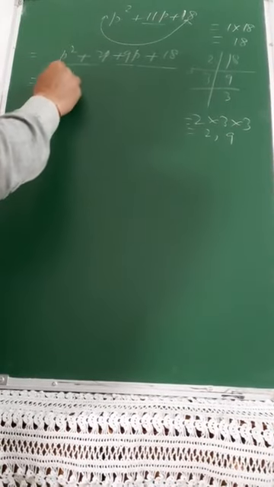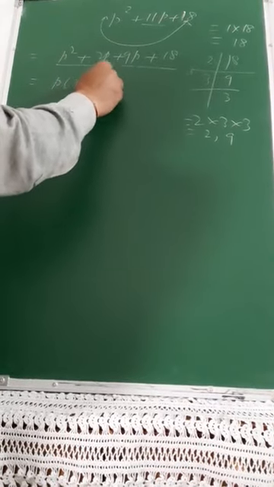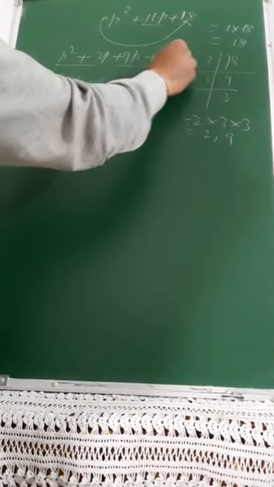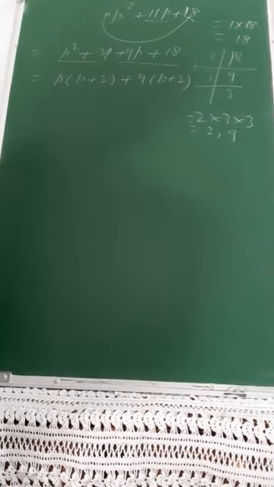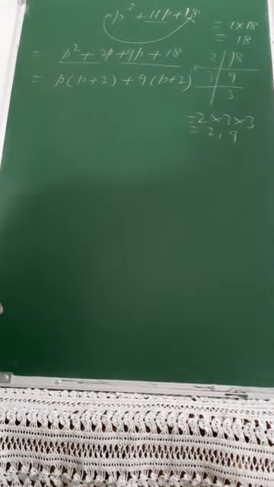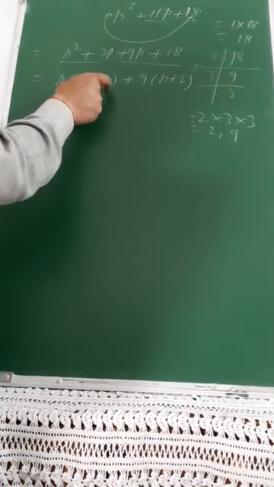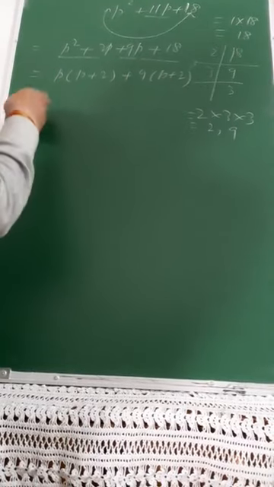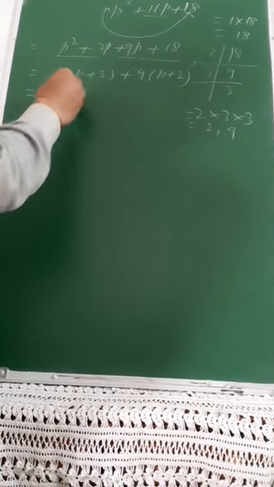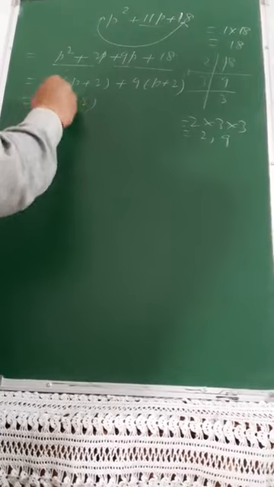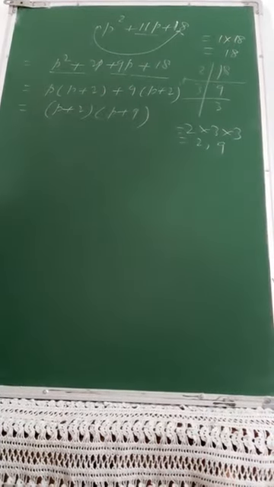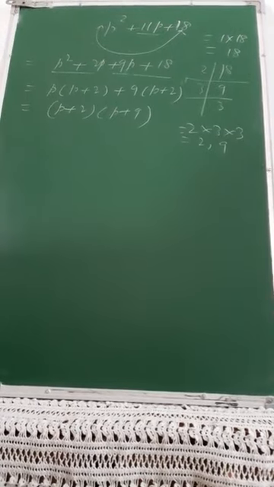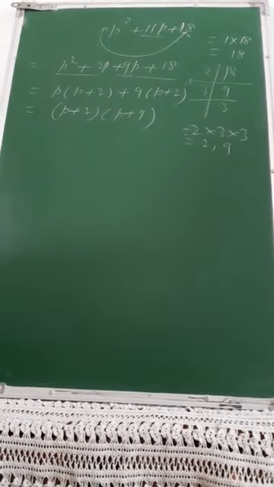In the first two terms we are getting p common, so here it is left p plus 2. In the second two I am getting 9 common, again I will be left with p plus 2. So that was the key point I was discussing with you yesterday. Whatever is in the first bracket, the same term you will find in the second bracket. Finally you can take p plus 2 common and p plus 9 will be left over there, and this will be the factorized form or answer for this.